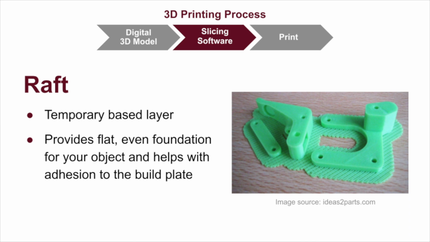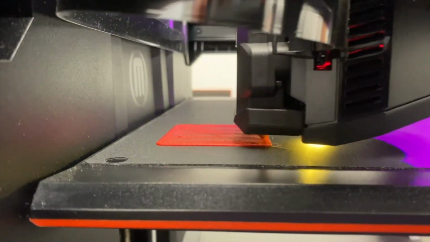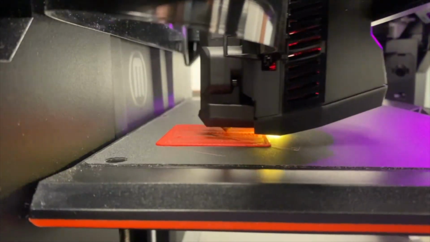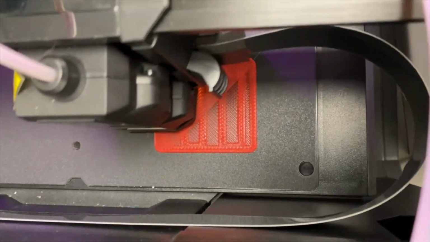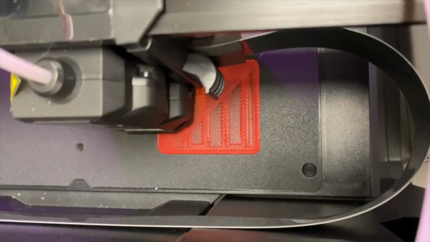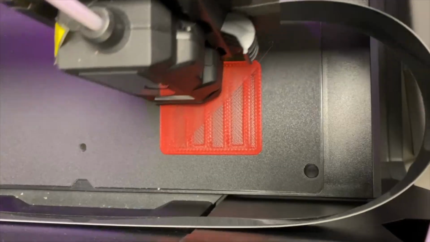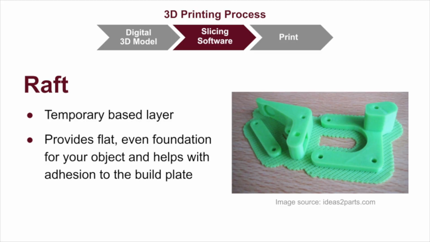Rafts. A raft is a layer laid down at the beginning of printing. A raft provides an even, flat foundation for your object to be printed on, and it helps with adhesion to the build plate. Like supports, rafts are easily removed after the print is finished. Rafts are also turned on by default in MakerBot Print. If you decide not to print with a raft, you risk warping and curling.